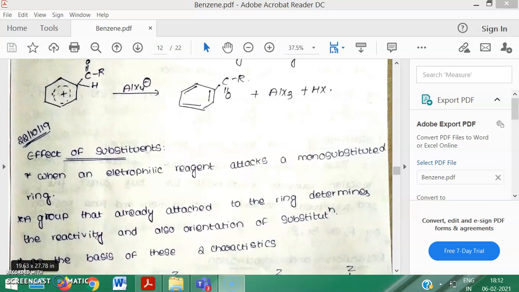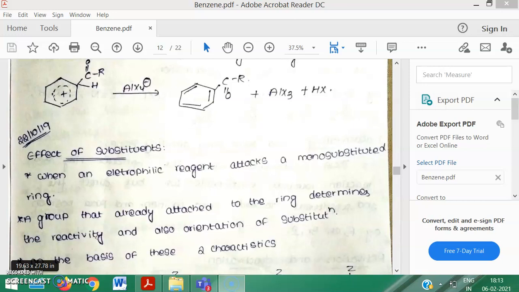So, coming to the topic, the effect of substituents. That means the benzene already has a mono substitution. Depending upon whether it is an alkyl group, activating group or deactivating group, it can direct the next substitution to either the ortho or para position, or the meta position. If activating groups are present, electron-rich groups can donate electrons to the benzene ring and activate the benzene ring, so they direct ortho and para substitution.